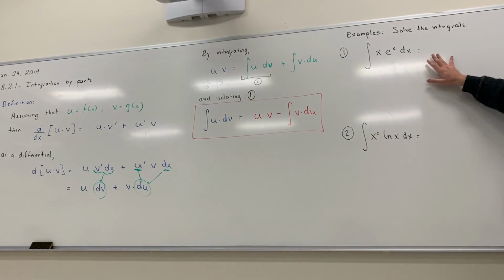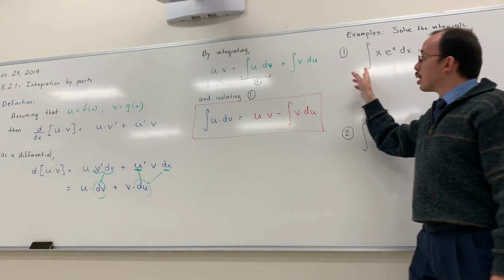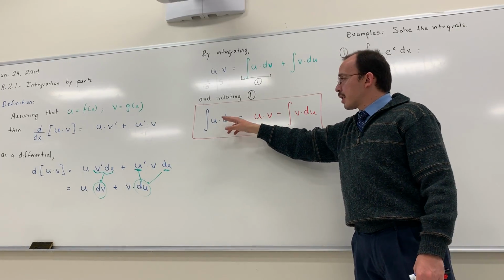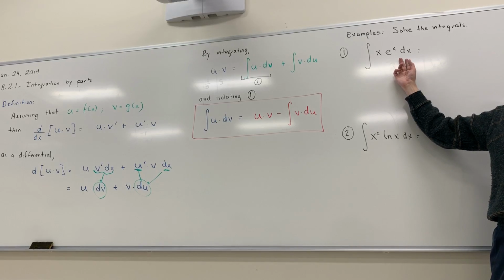Check this one, number one. You have the integral of x times e to the x dx. The idea, as I said, is to match: represent the u and represent the v. Divide the factors of the integral.